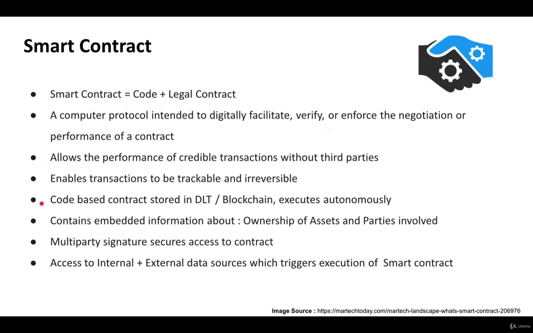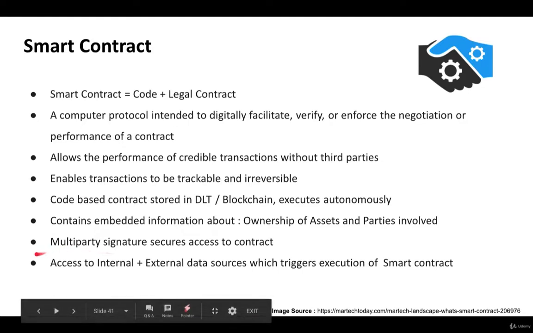A smart contract is basically a code-based contract stored in the DLT or a blockchain, and it is executed autonomously. It contains embedded information about the ownership of the assets and the parties involved, that means the buyer and the seller in my example, the amounts involved, and on what condition both of them will sign the contract.